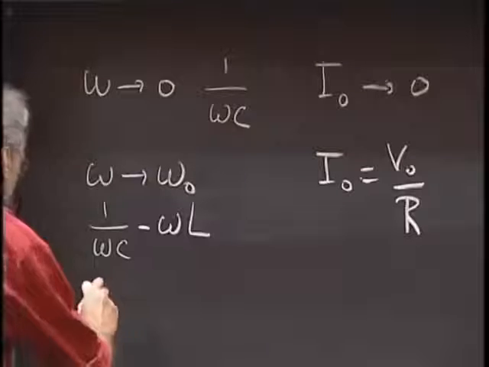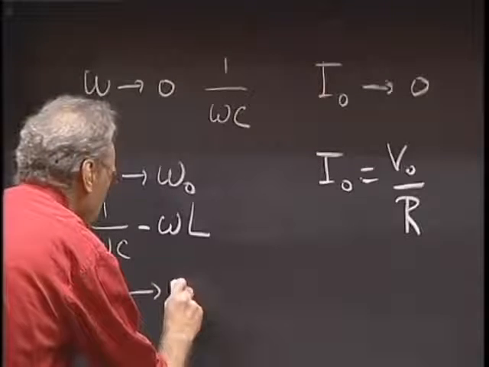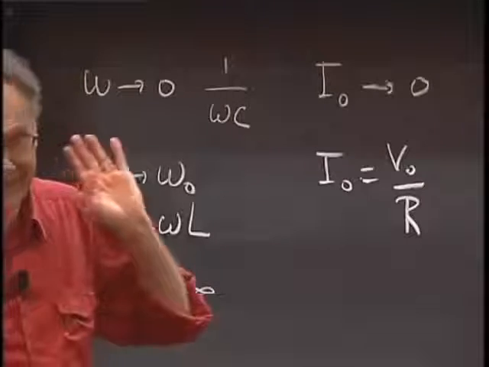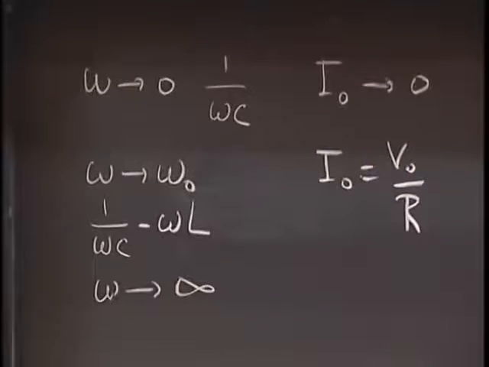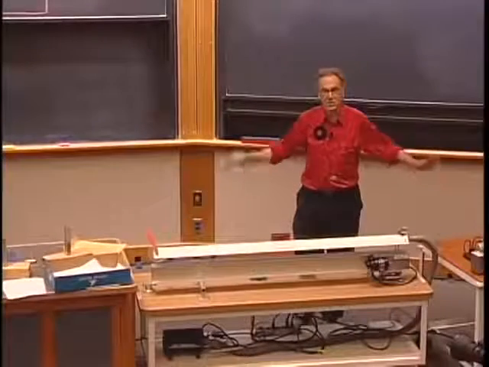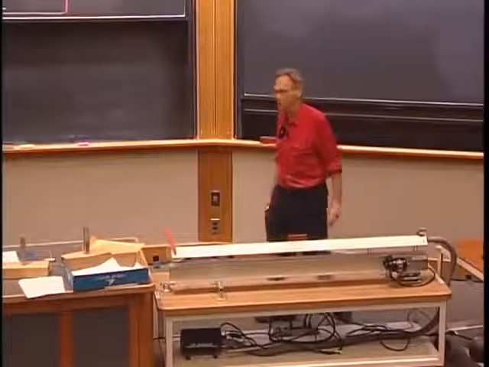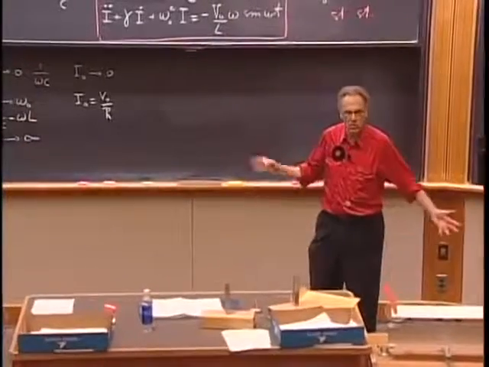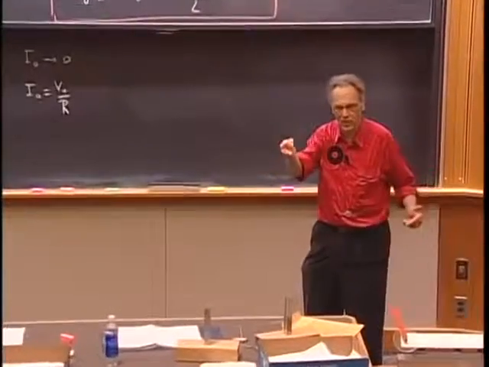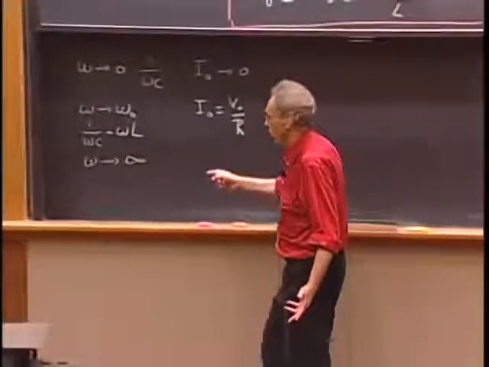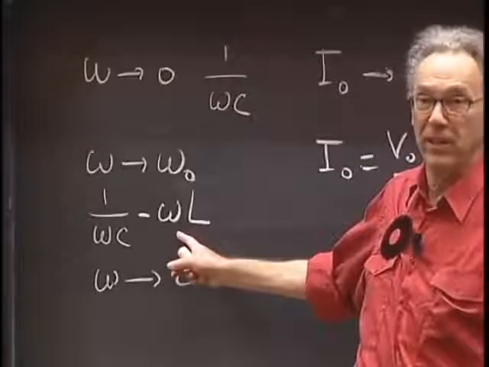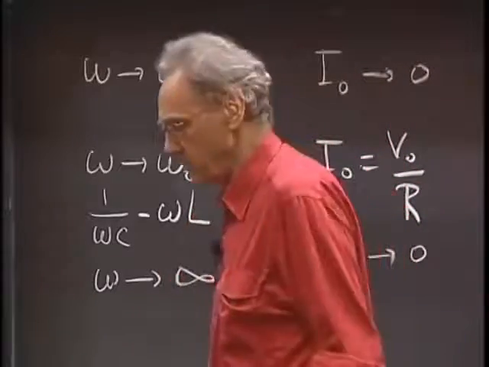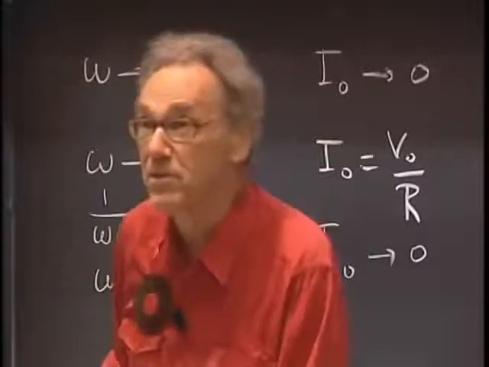Now if omega goes to infinity, omega L says, ha ha, yeah, over my dead body. No current ever. Imagine a very fast changing signal. That's what the whole self-inductance is about. It doesn't want any changes. It's conservative, like you and me. And so the self-inductance says, sorry, the reactance is infinitely high, no current, and so I0 goes to 0. And so I make these predictions.